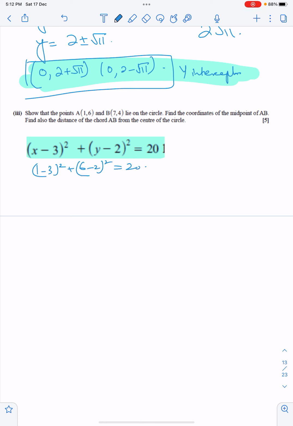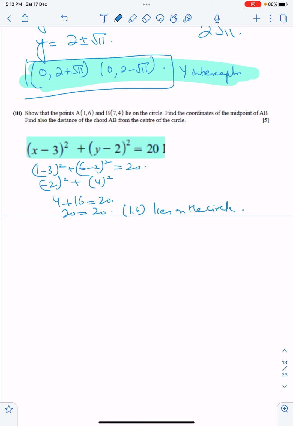Let's see if it turns out to be 20 or not. Minus 2 square plus 4 square. So 4 plus 16 equals 20. 20 equals 20. So this means that 1 comma 6 lies on the circle. Now I have to check the second point, which is 7 comma 4, substituting this in the equation of the circle.